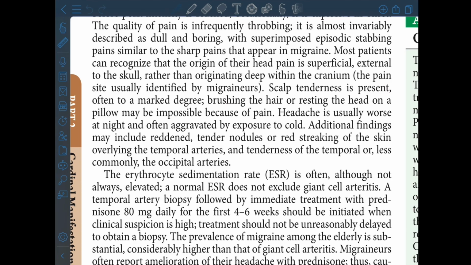The pain site is usually identified by migraineurs. Scalp tenderness is present, often to a marked degree. Brushing the hair or resting the head on a pillow may be impossible because of pain. Headache is usually worse at night and often aggravated by exposure to cold. Additional findings may include reddened tender nodules or red streaking of the skin overlying the temporal arteries, and tenderness of the temporal or, less commonly, the occipital arteries.